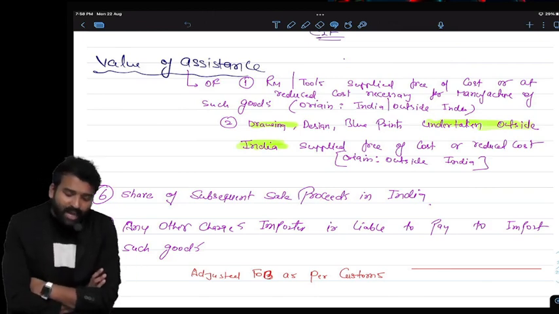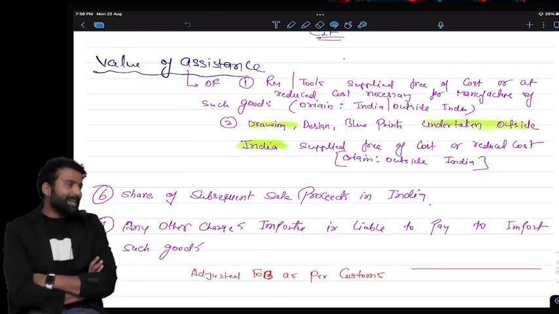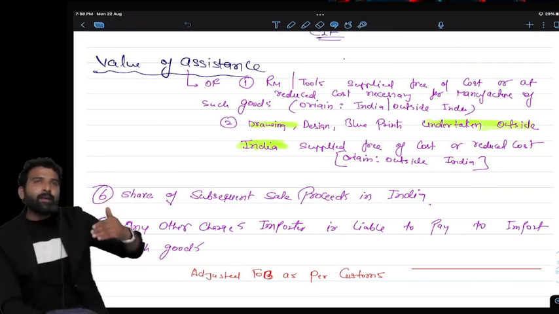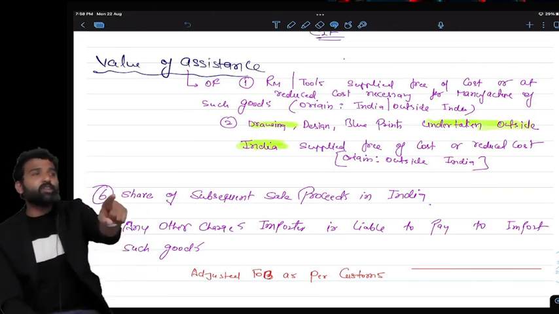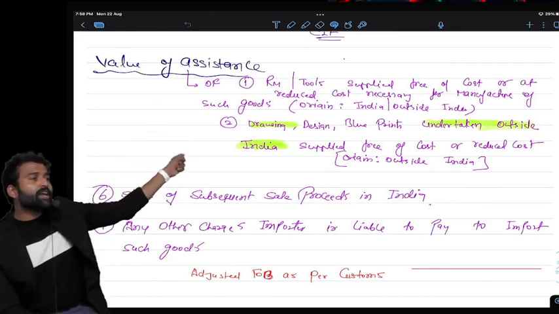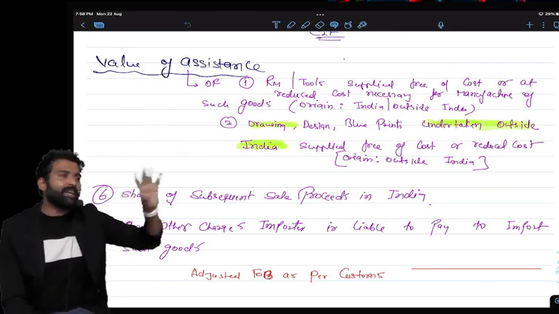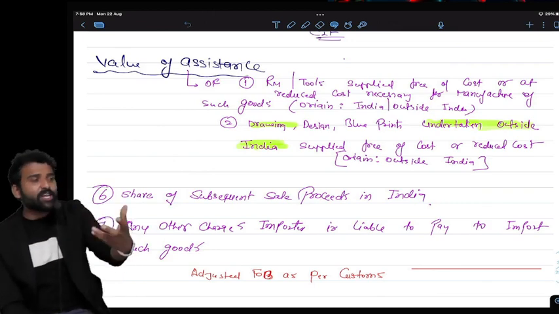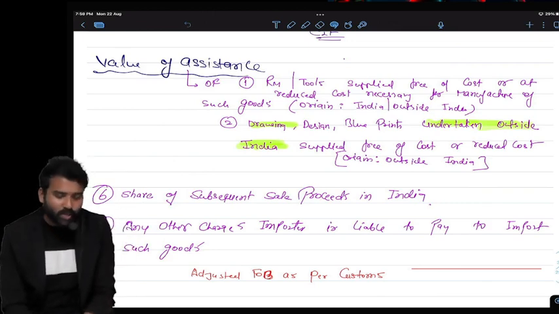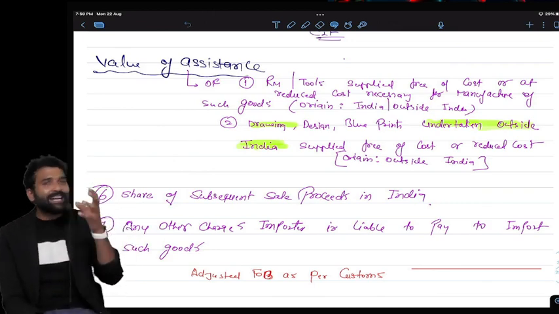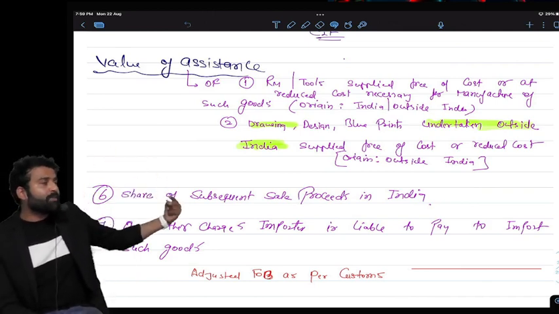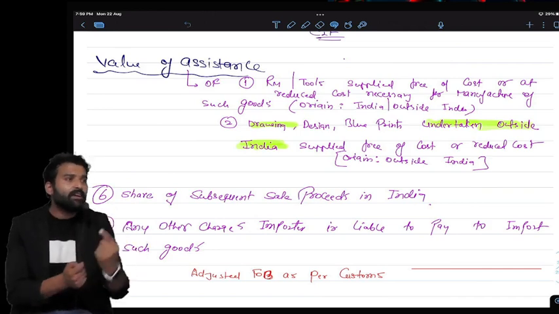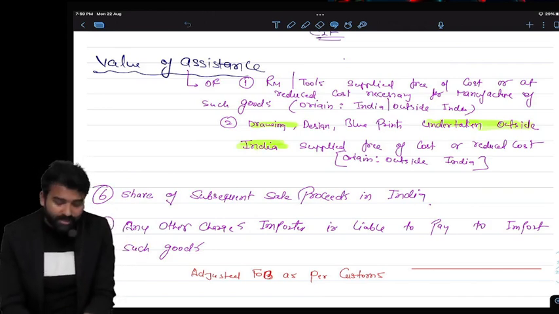Okay, now point number 6 is share of subsequent sale proceeds. If I am entering into a contract with the exporter, that I am not only giving you the price, I will also share with you the profit that I will be earning in India, then that share of profit will also be added in my customs valuation. So my contract says that I will be paying this price right now, plus I will also be sharing the profit margin in India, then that share will also be included in my import valuation.